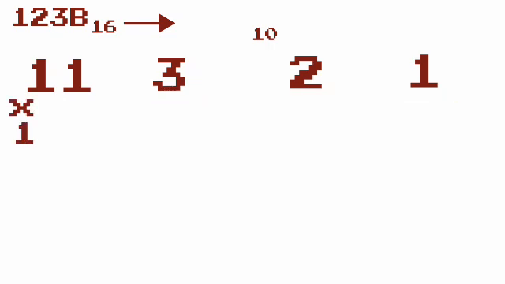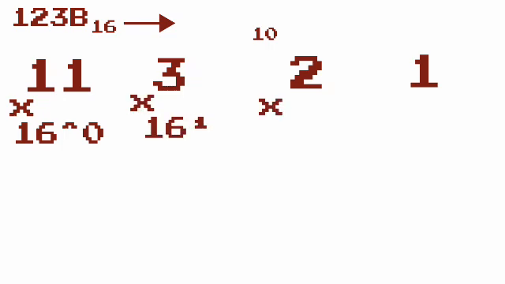Now let's work on some examples. Hexadecimal 123B to decimal. First, list down the given, starting from the last symbol to the first symbol. Then convert B into its value, which is 11. So these are 11, 3, 2, 1. Multiply 11 to 16 to the 0 power. Multiply 3 to 16 to the first power. Multiply 2 to 16 to the second power. Multiply 1 to 16 to the third power.